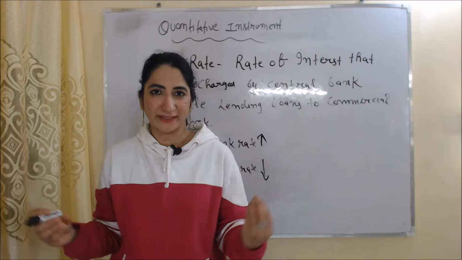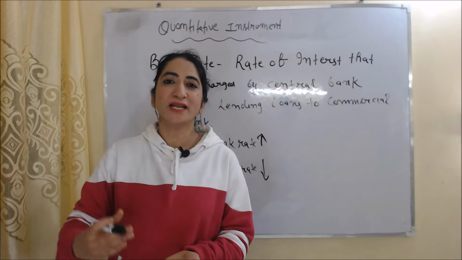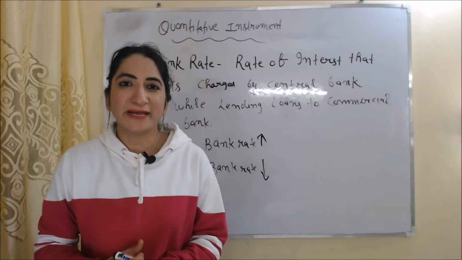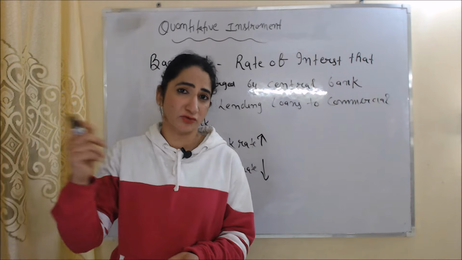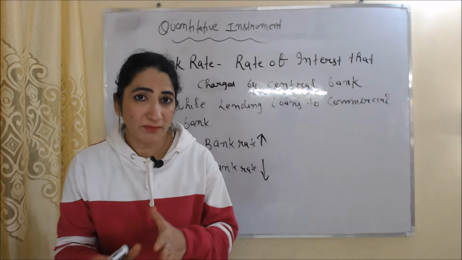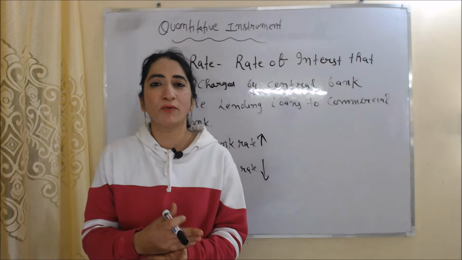Now we are going to talk about the next quantitative instrument. It is called bank rate. Bank rate is the interest rate that is charged by central bank while giving money to commercial banks. Sometimes commercial banks borrow money from central bank. In return, they have to pay some interest rate. It is called bank rate.